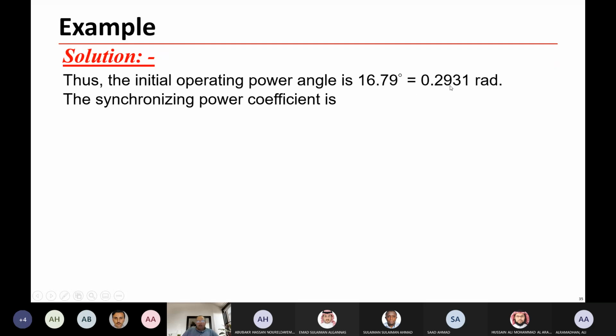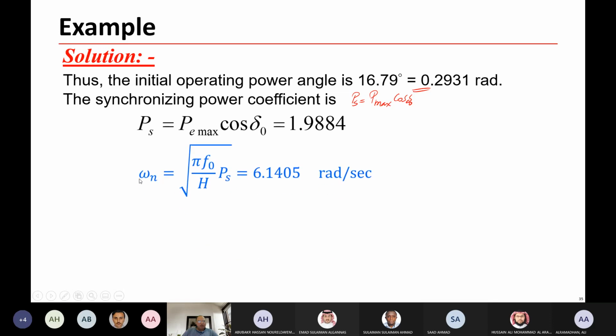which is 0.2931 in radian. Just times pi over 180. So the synchronizing power coefficient. How much is the synchronizing power coefficient? Ps equal what? Equal to P max cosine delta 0. So if this is delta 0 and the P max is known, the E prime is known, V over X. So you can write P max cosine delta 0. So this is the synchronizing power coefficient.